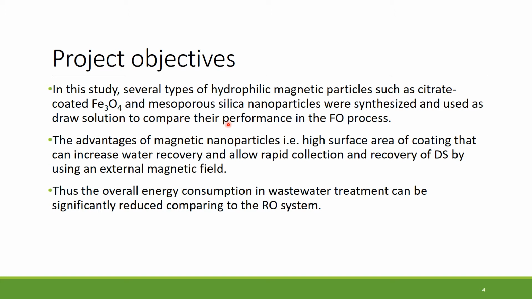So as I mentioned, the advantage of using the magnetic nanoparticle is that it can give a high surface area, particularly useful for coating different kinds of functional groups in order to increase the osmotic pressure. For example, the citrate functional group, right? And also increase the water recovery. After that, we can simply use an external magnetic field to collect the draw solution, which can be further reused, right? And then the overall energy consumption compared with the RO system can be significantly reduced. These are the project objectives, right?